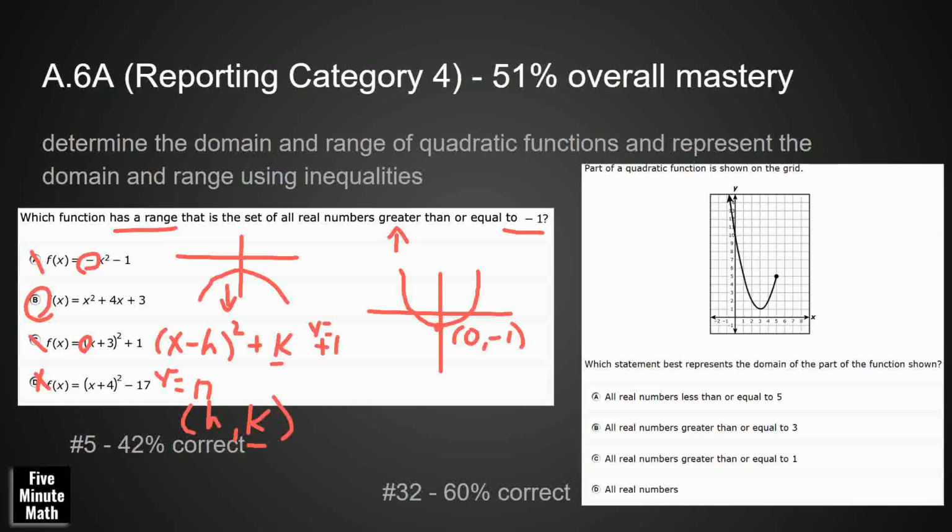We did a little bit better on 32 because we're just interpreting this graph. Now we're looking for the domain. So that means we're going left and right. And we see that it is closed. So it's going to be all real numbers less than or equal to, it's closed, I'm going to include that, and we're at the 5. Okay, so all real numbers less than or equal to 5. So that would be our answer on that one. And we did fairly well on that, 60%.